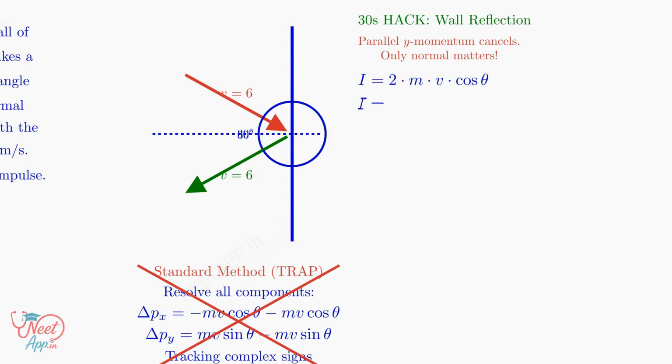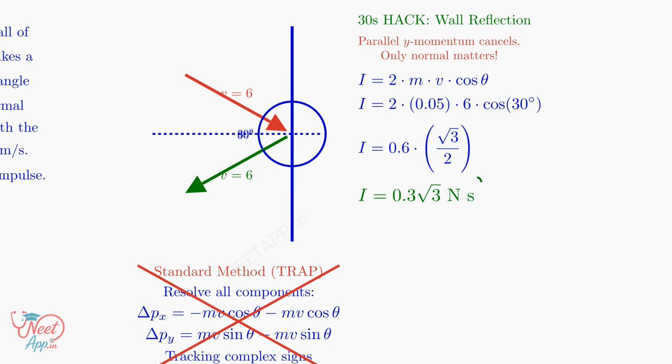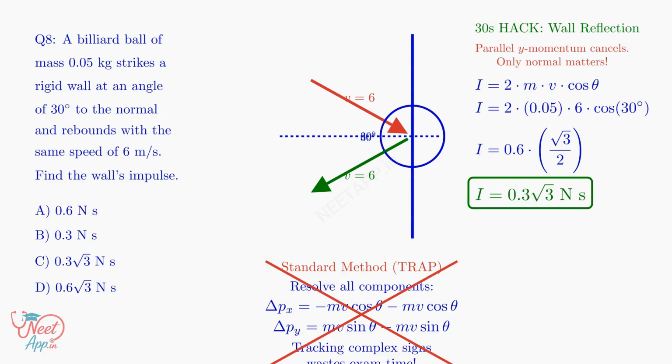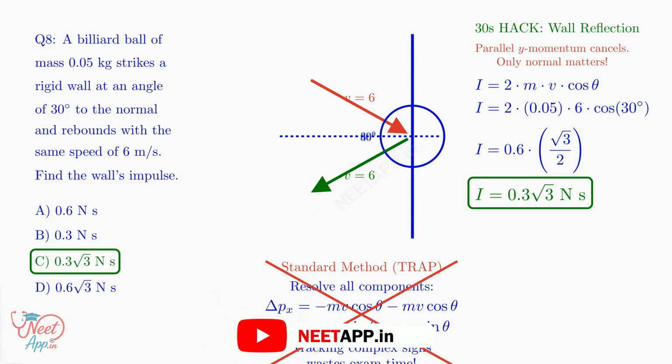The net impulse is simply 2 times mass times velocity times cosine theta. Plugging in our values: 2 times 0.05 times 6 times cosine 30 degrees. That's 0.6 times root 3 over 2, which simplifies perfectly to 0.3 root 3 Newton seconds. Option C is correct. Just double the normal component and save your time.